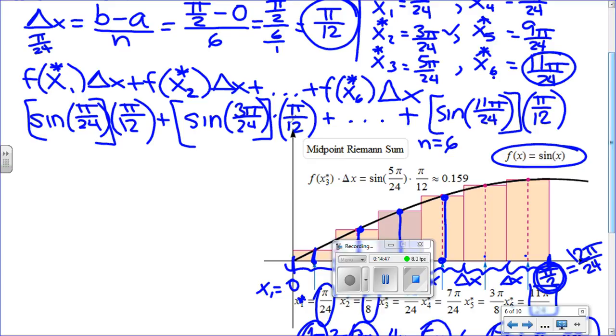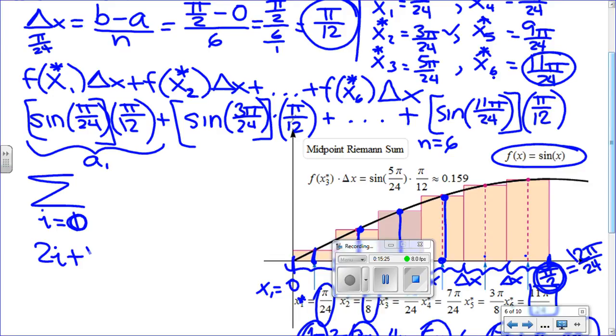Okay, so next thing. Now how can we create a summation? Let's see. If we start at, let's say, i equals 1, we're going to try to get that number right there. Can you start at i equals 0? We could, yes. Because in that case, you could say 2 times i plus 1. So it'll be sine of (2i plus 1) over 12.